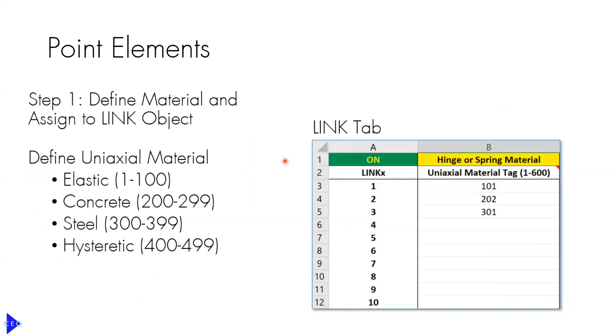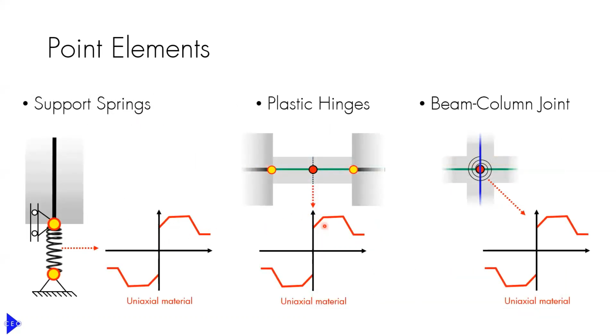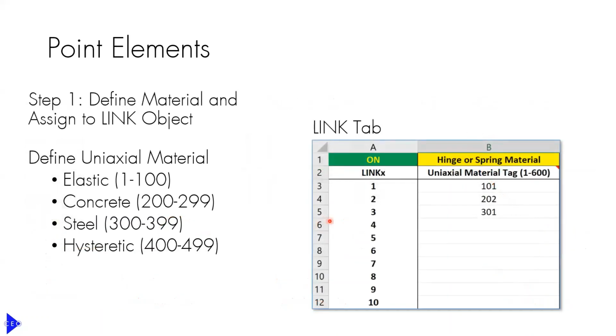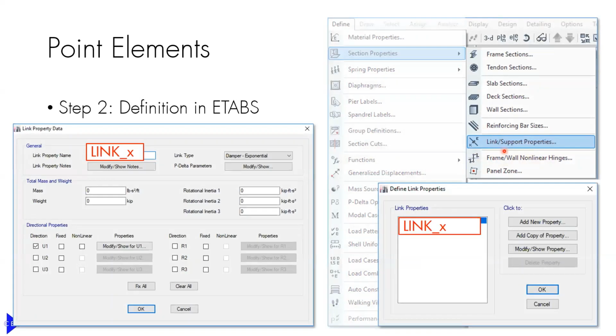So the first thing you need to do if you want to define one of these point elements is define the nonlinear material. So one of these guys, right? One of these backbones, whatever you want it to be. It can be steel, concrete, it can be hysteretic material, it can be elastic, although there's probably other ways to do it if it's elastic. So you define that first. And then in the link tab, which we've just seen, you assign and say to link number 1, I'm gonna use material 101. So that's the thing you need to do in Excel.